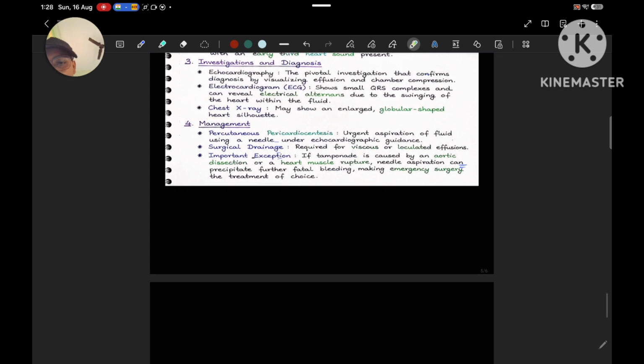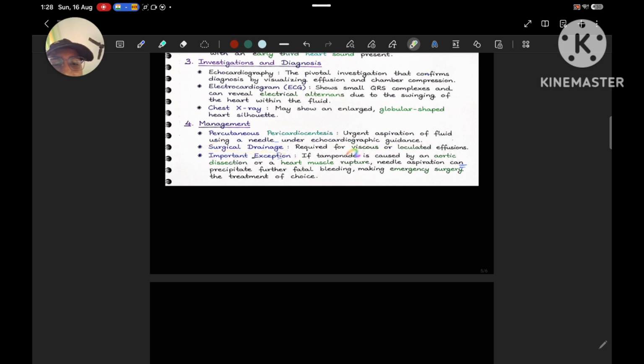So the management, what can be the management? Percutaneous pericardiocentesis using echocardiographic guidance: the aspiration of the fluid inside the pericardial sac using a needle under echocardiographic guidance. So this is pericardiocentesis. And another is surgical drainage.